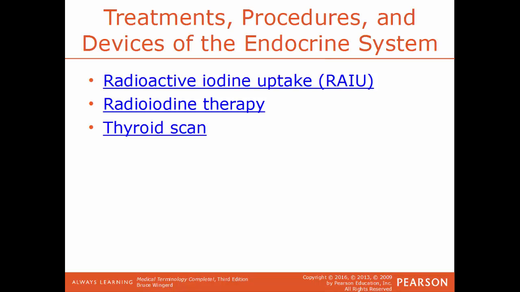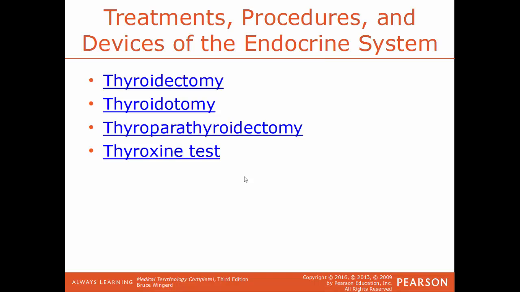And our next term here, thyroid scan. This is a nuclear medicine test that will check the function of the thyroid gland after the injection of radioactive iodine. Thyroidectomy, surgical removal of the thyroid gland. Thyroidotomy, cutting into a thyroid gland. Thyroparathyroidectomy is the surgical removal of the thyroid gland and also the parathyroid glands. Thyroxine test. These are tests that are used to evaluate the levels of T4 within the body, which is a hormone produced by the thyroid gland. The point of the thyroxine test is to check for function of the thyroid gland.